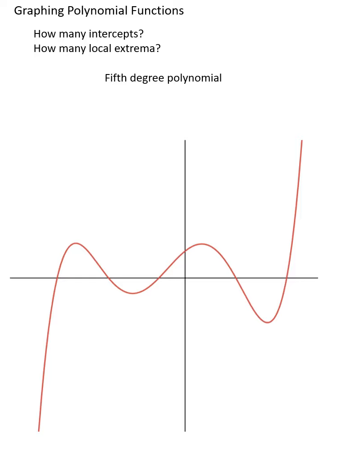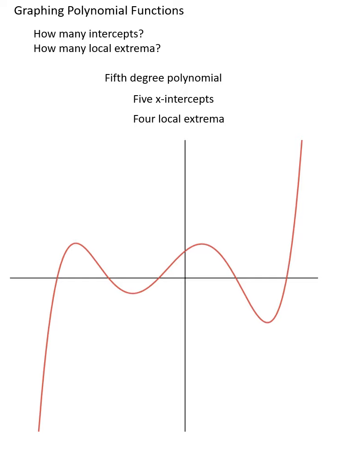Let's analyze the number of intercepts and the number of local max and min points. Here's an x-intercept. We've got 1, 2, 3, 4, 5 of them. So we've got 5 x-intercepts. More on that later. Let's take a look at the local extreme points. Local max, local min, local max, local min, for a total of 4 local extrema.